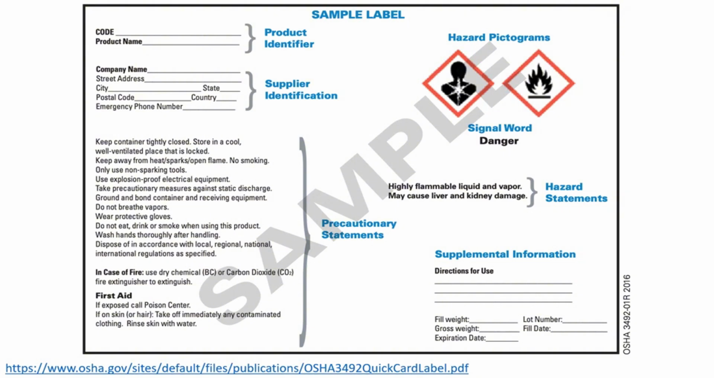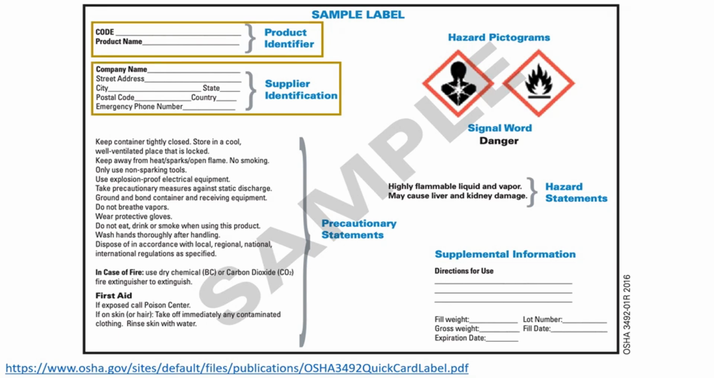Let's now look at a chemical label and its required components. So there's 6 required components on this chemical label, the first of which is the product identifier. So here we see the product code and the product name. We then have information on the supplier, so the name of the company, the address, and the emergency contact number.